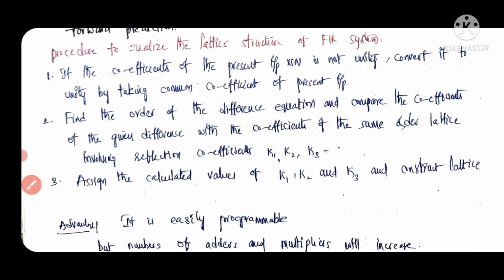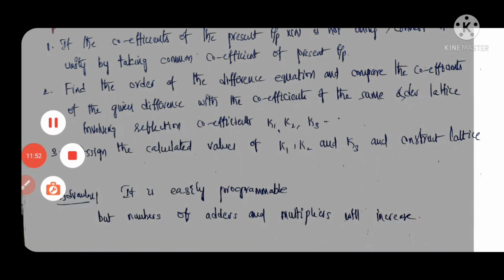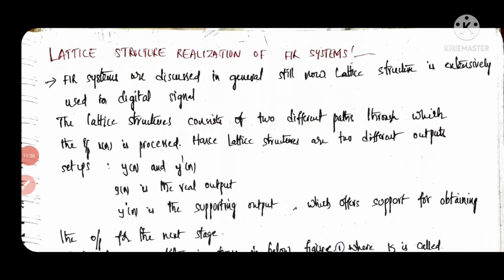సో కమింగ్ టు ది అడ్వాంటేజెస్ పాయింట్ ఆఫ్ వ్యూ, it is very easy to program, but the number of adders and multipliers will be increased. So that is one of the drawbacks. We have discussed a brief introduction and an in-depth analysis of the lattice structure realization. Just I will give a one minute revision.